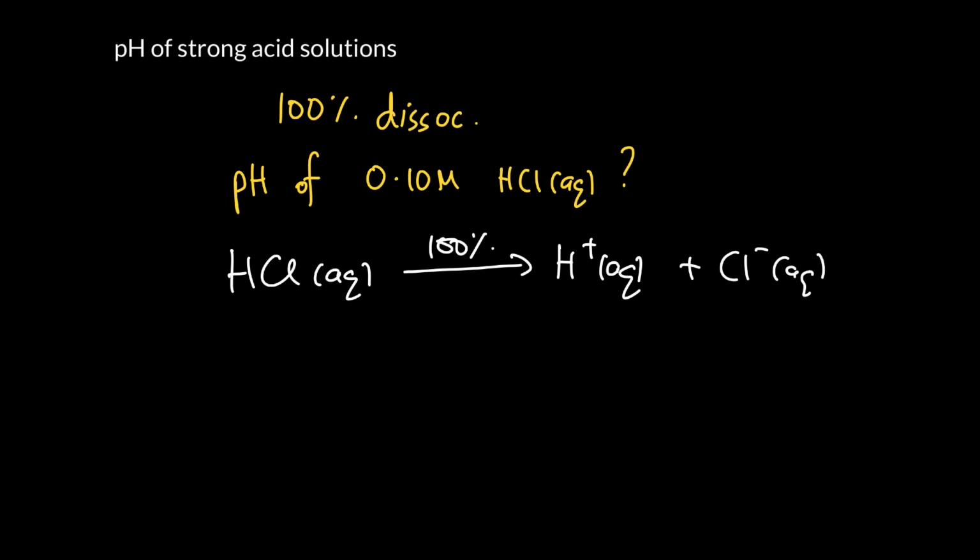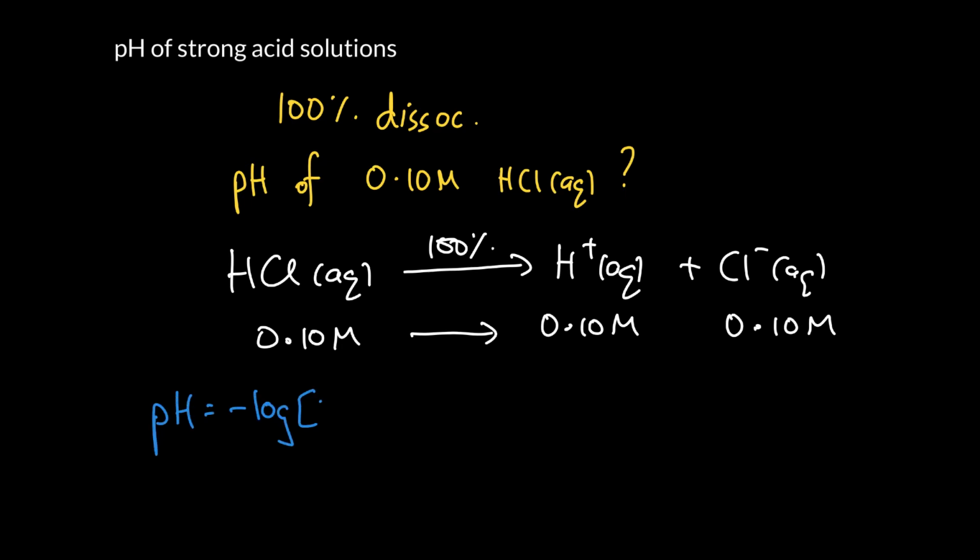We don't really need an ICE chart. We can just immediately say if that is 0.1 mole per liter and it 100% breaks down, that's going to be 0.1 mole per liter of hydrogen and 0.1 mole per liter of chloride. All right, pH, do you remember the definition? Yep, it's the negative log of the hydrogen ion concentration. And in this case, the hydrogen ion concentration is the concentration of the acid. It will not be throughout the rest of this chapter, actually. And it's a monoprotic acid, so that means it gives off 1 proton.